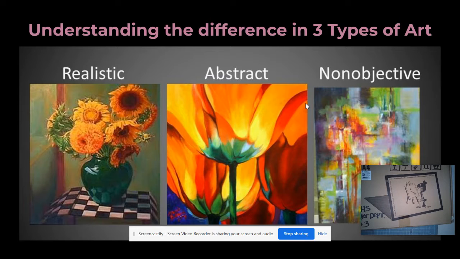We're going to use radial balance to make our color wheels, but we're also going to use the different types of art. Okay, so there's three types that we categorize art into: realism, abstract, and non-objective. Raise your hand if you've heard of realism. Okay, what about abstract? Okay, non-objective. That's what I thought.